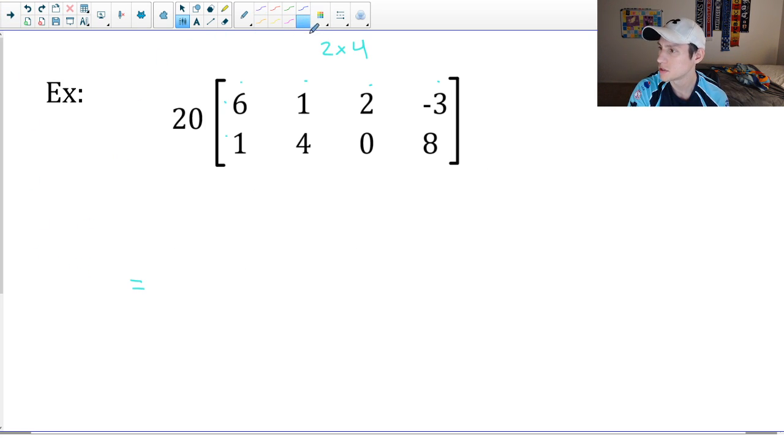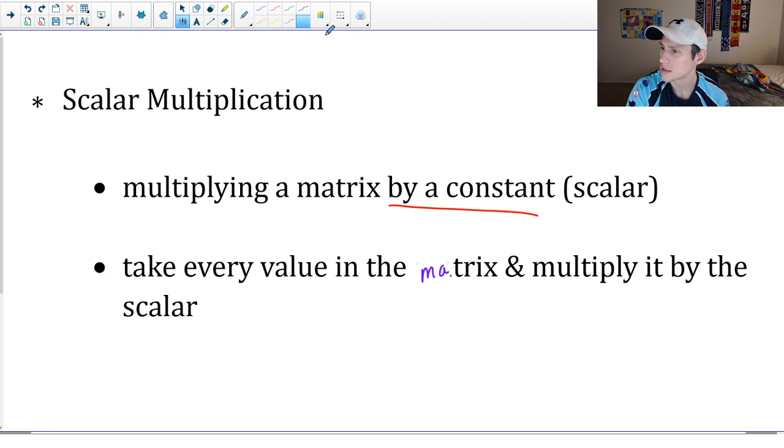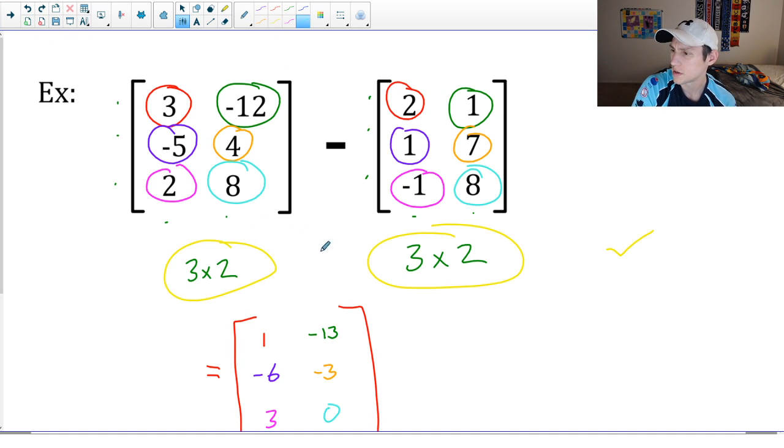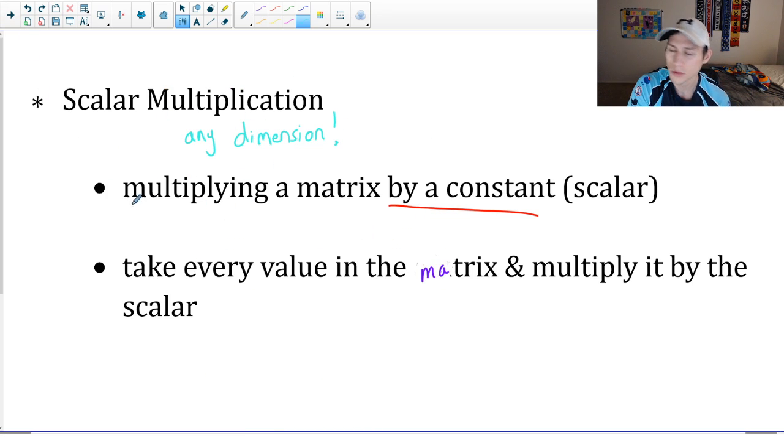Okay, so we have this 2 by 4 matrix. Scalar multiplication works with any dimension. For addition and subtraction, they have to be the exact same dimension, 3 by 2, 3 by 2. Scalar multiplication, it doesn't matter. You can do it with any matrix you want.